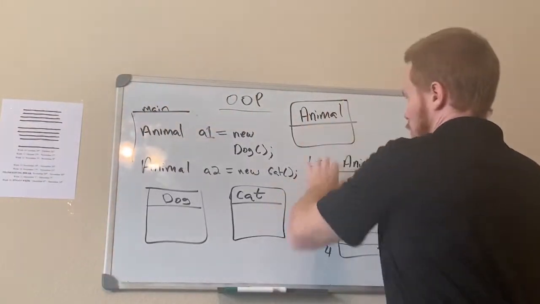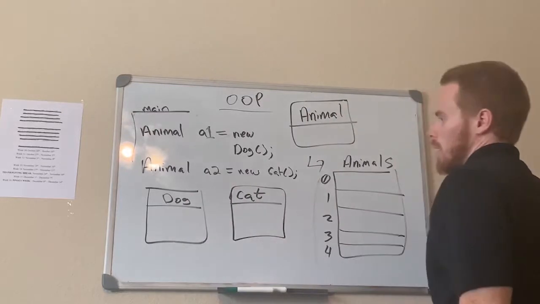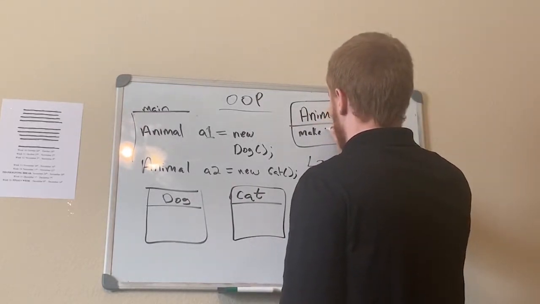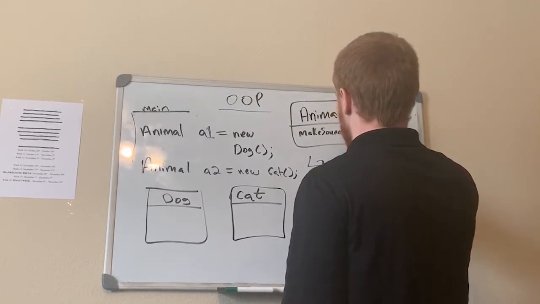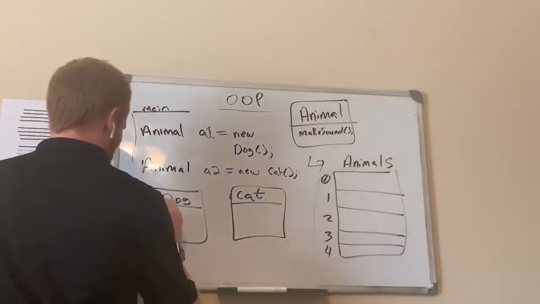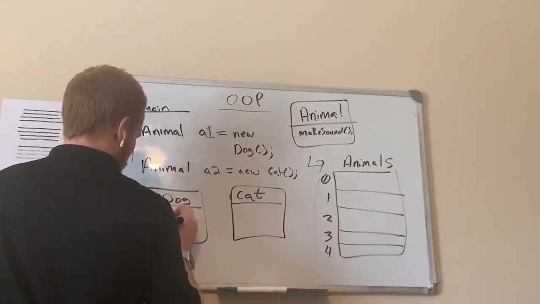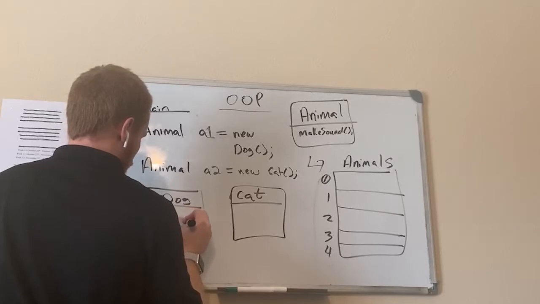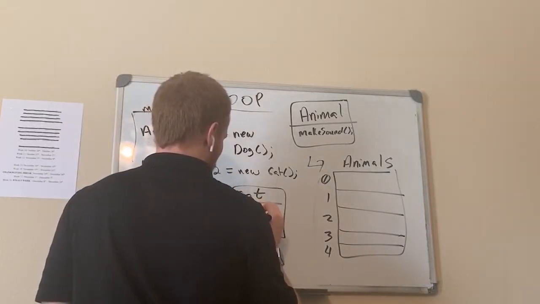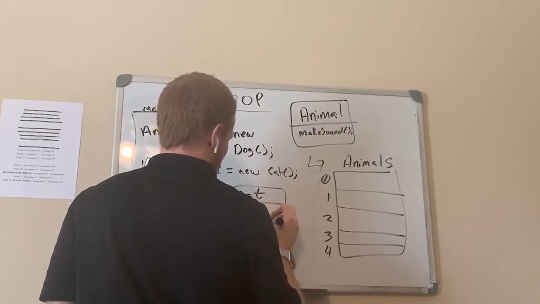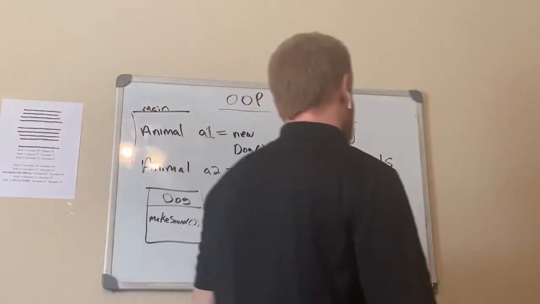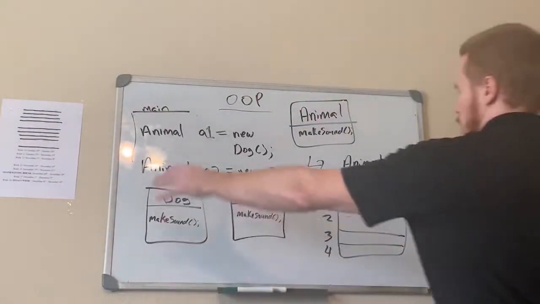Let's say the animal class has a make sound method, and then dog and cat have a make sound. So obviously a dog and a cat don't make the same sound. A dog would bark, a cat would meow. You would override the make sound method in your dog and cat class to make its own sound.